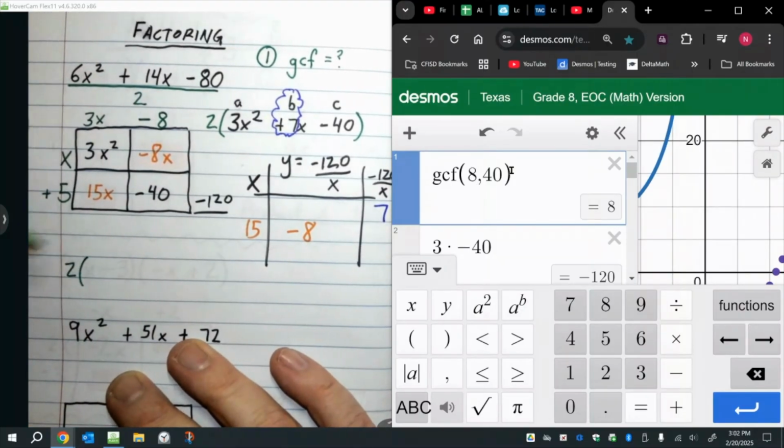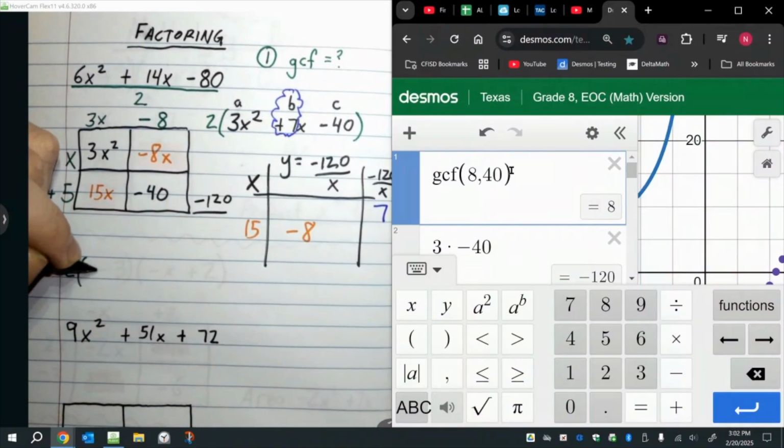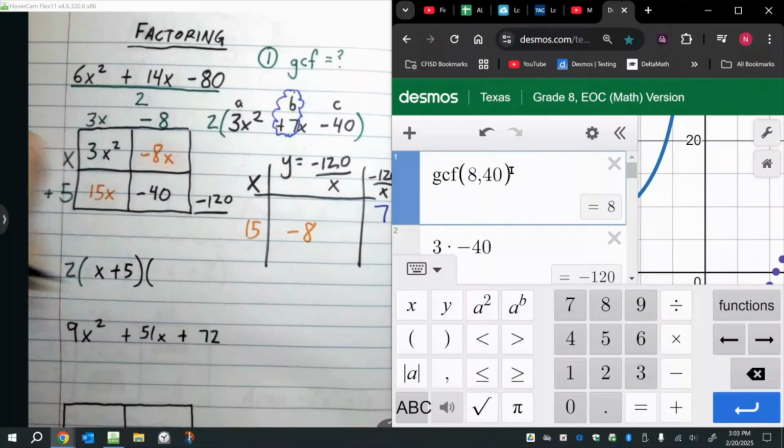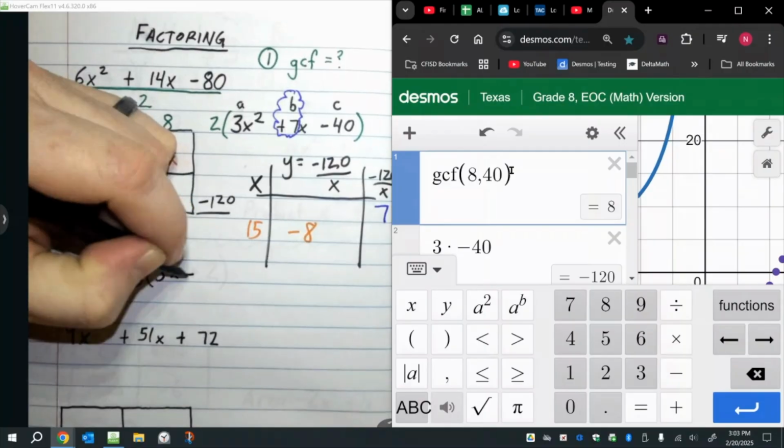My 2 out in front from my GCF, then I have x plus 5, and then 3x minus 8.